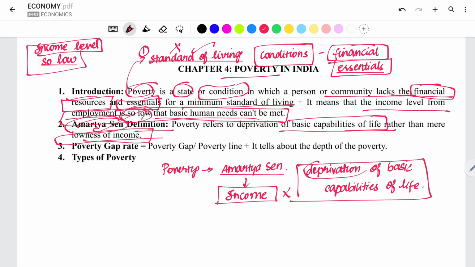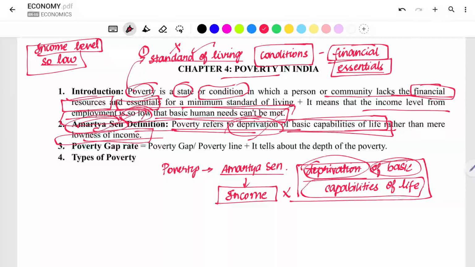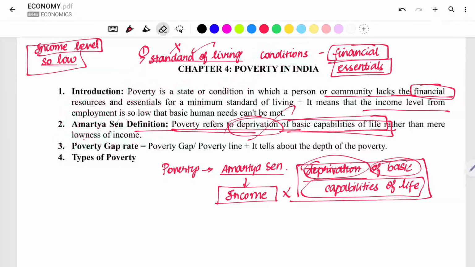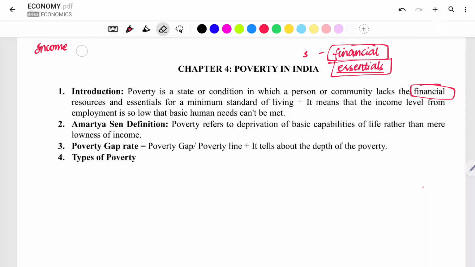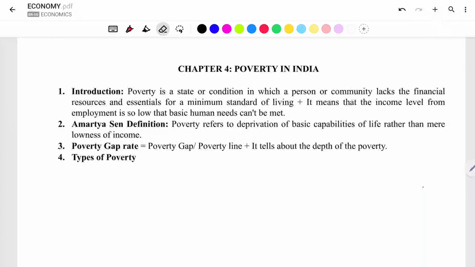There is a deprivation of the basic capabilities of life. That is what poverty refers to. Poverty refers to a deprivation of the basic capabilities of life rather than lowness of income, right? We are deprived of the basic capabilities of life rather than just lowness of the income.